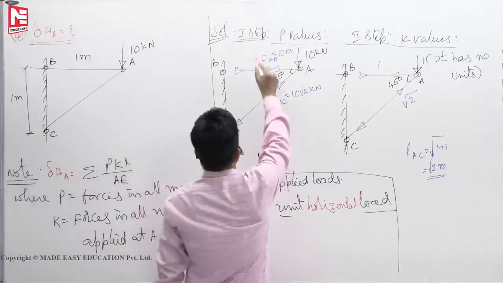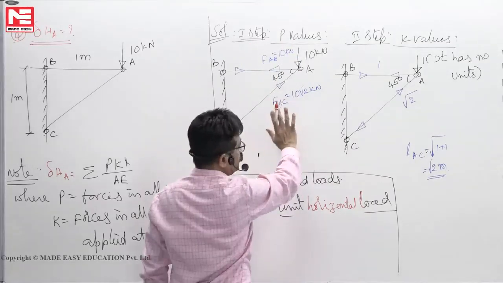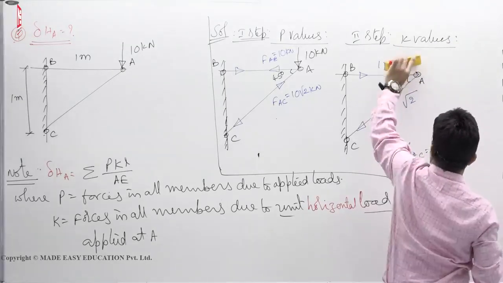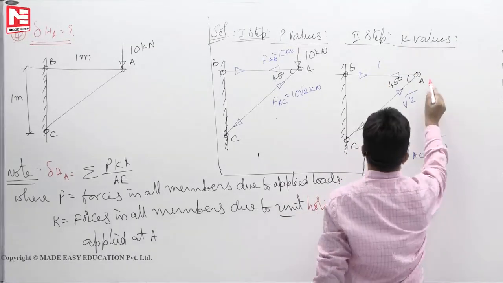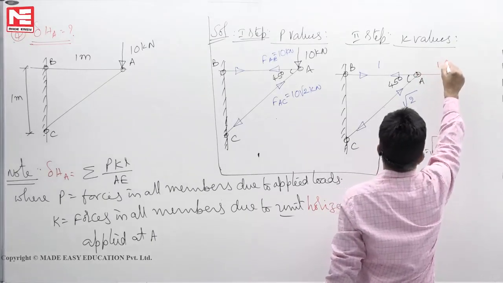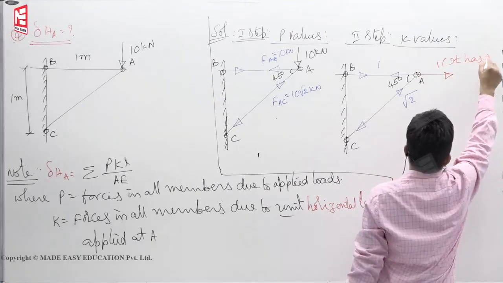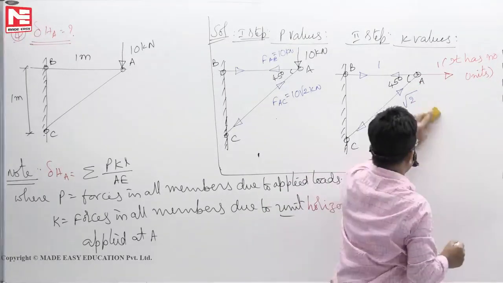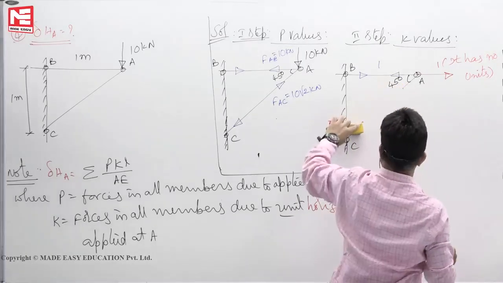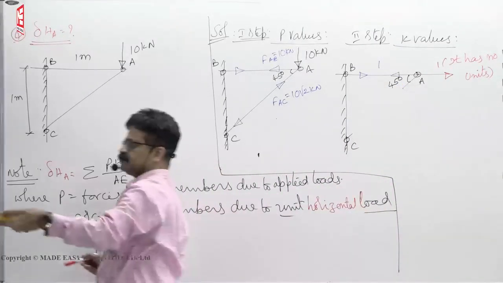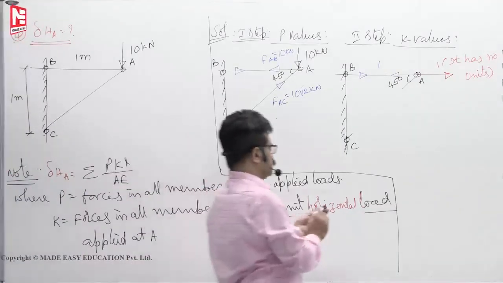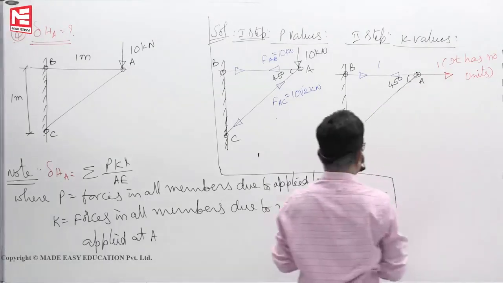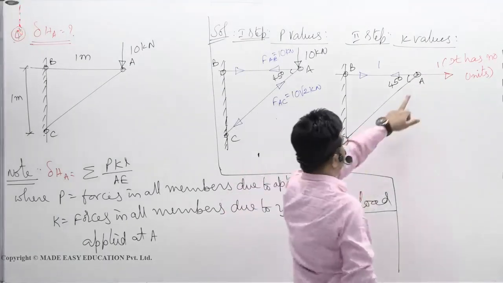Now come to this one. Solution. First step, P values same, no change. K values, they are because of the unit horizontal load. So you have to apply unit load here, 1. This one has no units. So if one is acting right side, what are the forces? That you have to find now.